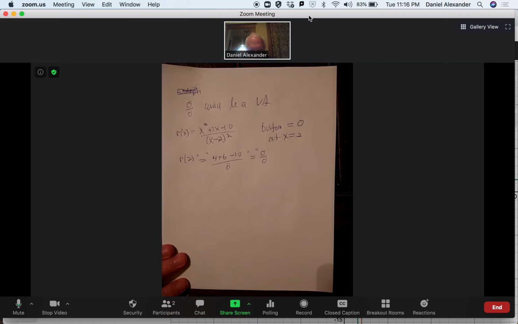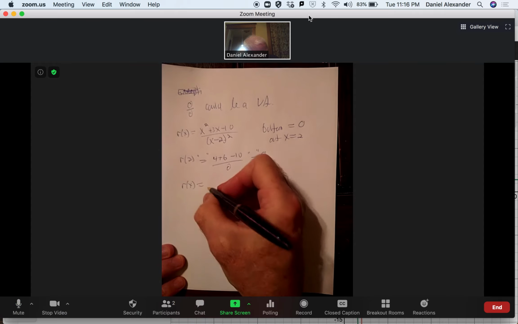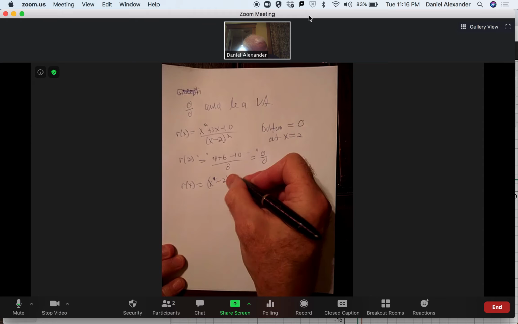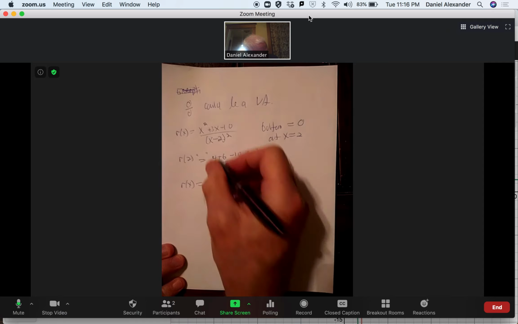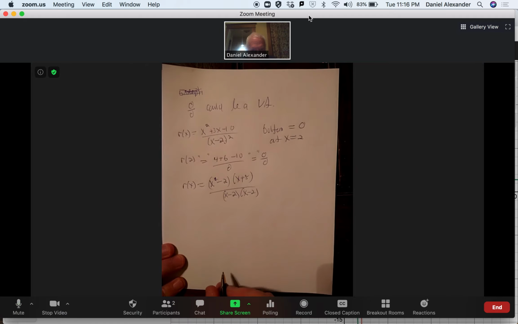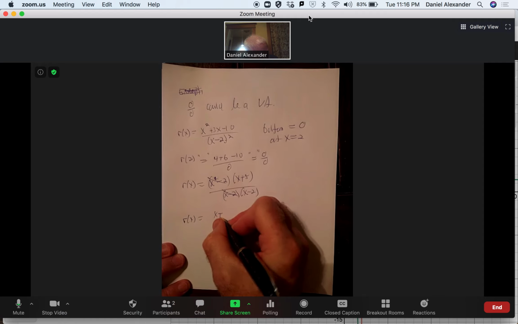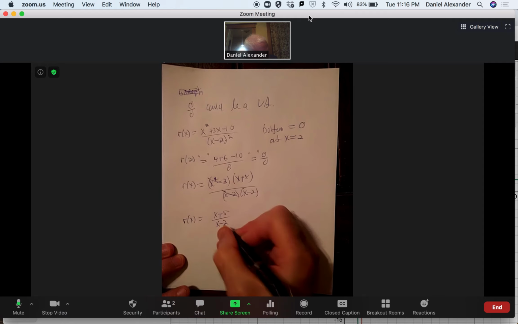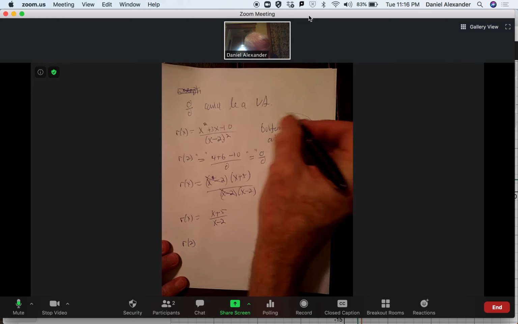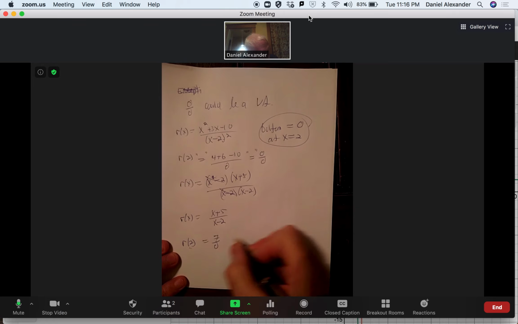So I'm putting quotation marks there. So I factor, and the top is going to factor into x minus 2, x plus 5. The bottom is x minus 2 times x minus 2. This cancels, and this r of x is equal to x plus 5 over x minus 2. I plug in 2. Again, because the bottom is 0 at x equal 2, I plug in 2, and I get 7 over 0. I have a vertical asymptote.